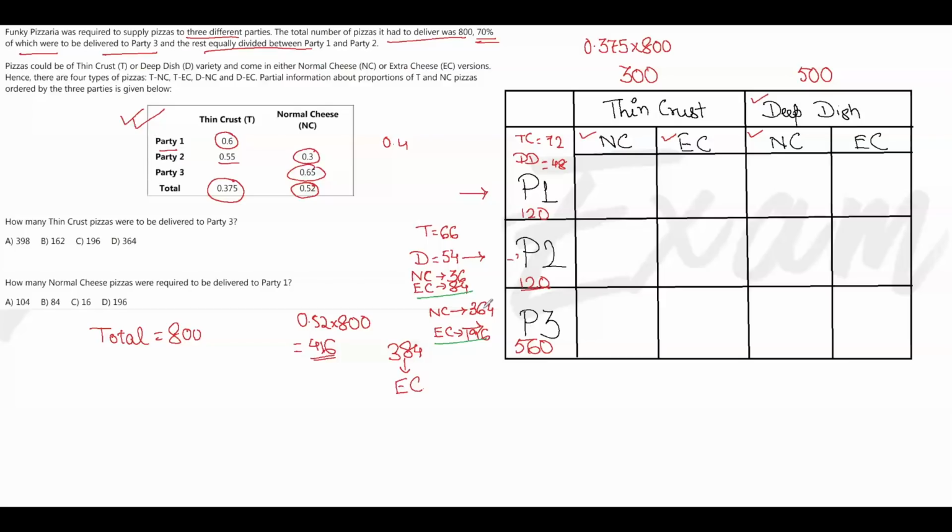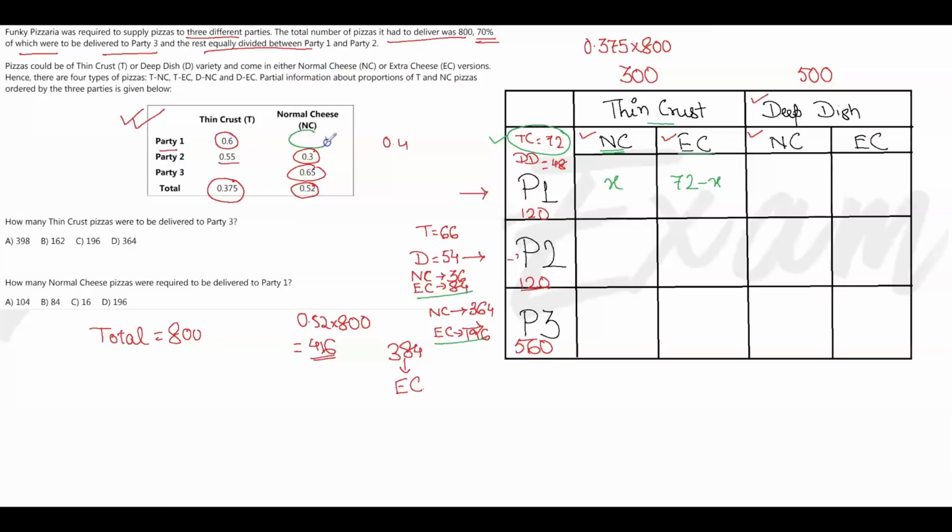Now let me assume that the number of NC thin crust pizzas is equal to X. If that is equal to X, now I know that a total of 72 thin crust pizzas were there. That means the number of thin crust extra cheese pizzas would be 72 minus X, because the sum of these two numbers has to be equal to 72. Okay. There's another thing that you have to keep in mind.